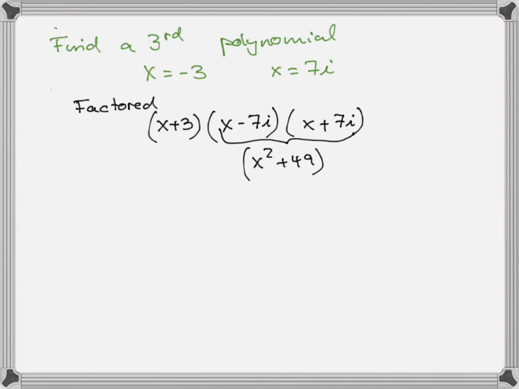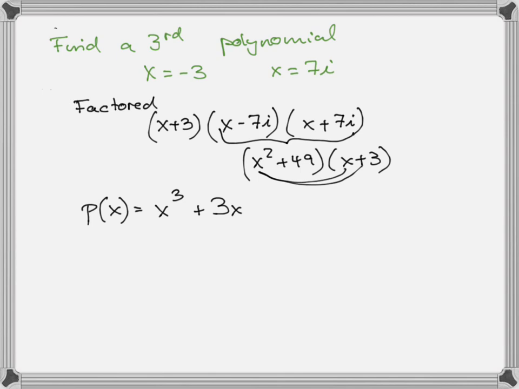Remember in intermediate algebra when you were told that a sum of squares cannot be factored? Well, it can't be factored into real numbers, but it can be factored into x minus 7i and x plus 7i. And then we go ahead and multiply by x plus 3, and that will give us our polynomial. x squared times x is x to the third. Oh, there's your third degree polynomial.